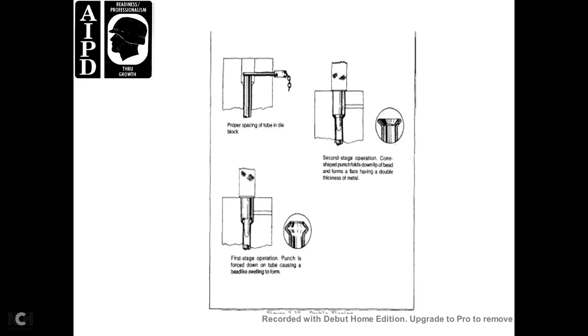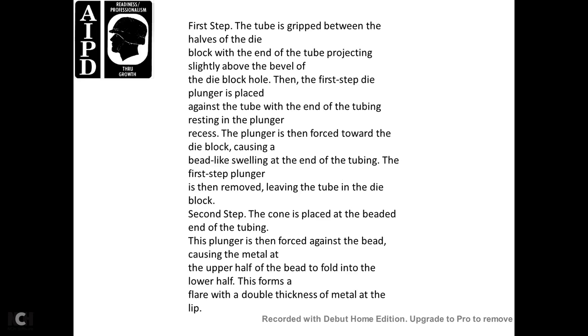Proper spacing between the die and block. Second operation, the cone-shaped punch holds down the lip into the bead and forms the flare, having a double thickness of the metal. First stage, the punch forces down on the tube, causing a bead-like swelling in the form. I'm sorry, I read those out of sequence. First step, the tube is gripped between the halves of the die block with the end of the tube projecting slightly above the bevel of the die block hole. The die plunger is placed against the tube with the end of the tubing resting in the plunger recess. The plunger is then forced toward the die block, causing the bead-like swelling at the end of the tubing. The plunger is then removed, leaving the tube in the die block.